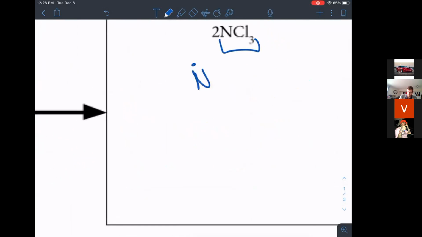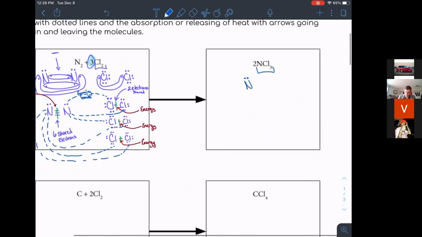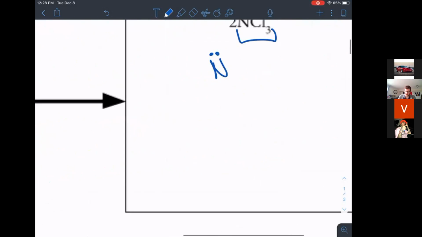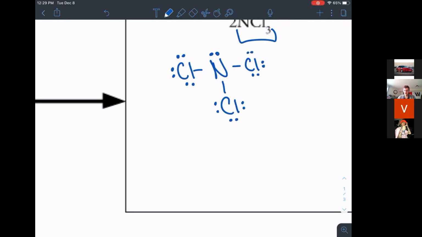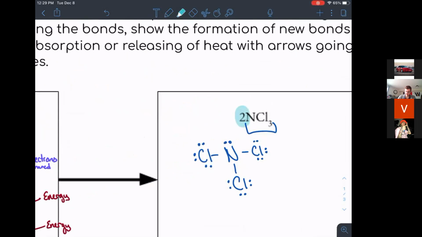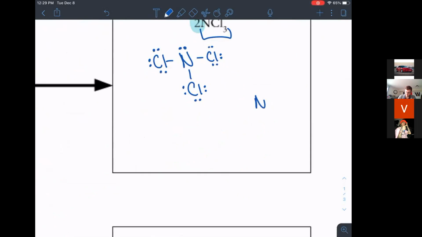That N needs 3 bonds, and we've formed 3 new bonds with chlorine. So we're going to have 3 bonds, each one to a chlorine, bringing back those other 6 valence electrons. And since we did it twice, and it says up here we have 2 of these, we have to draw a second one with our chlorines.